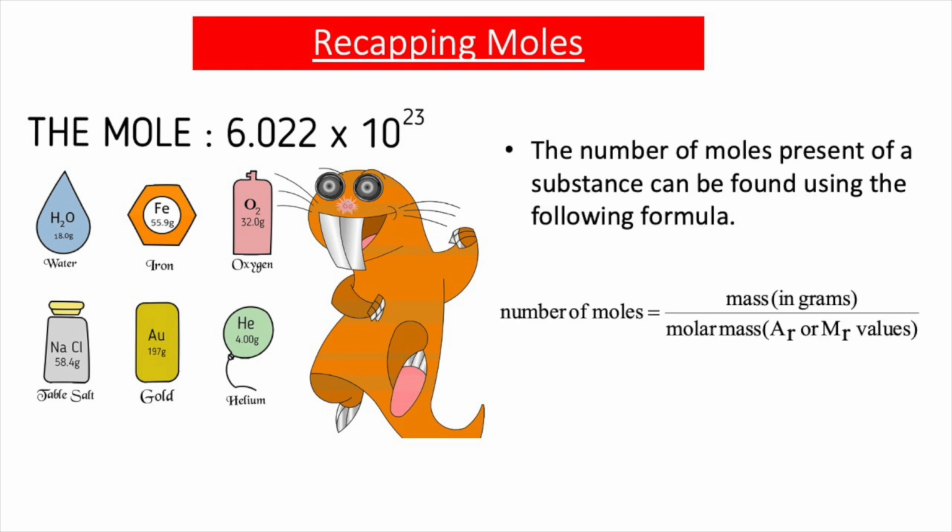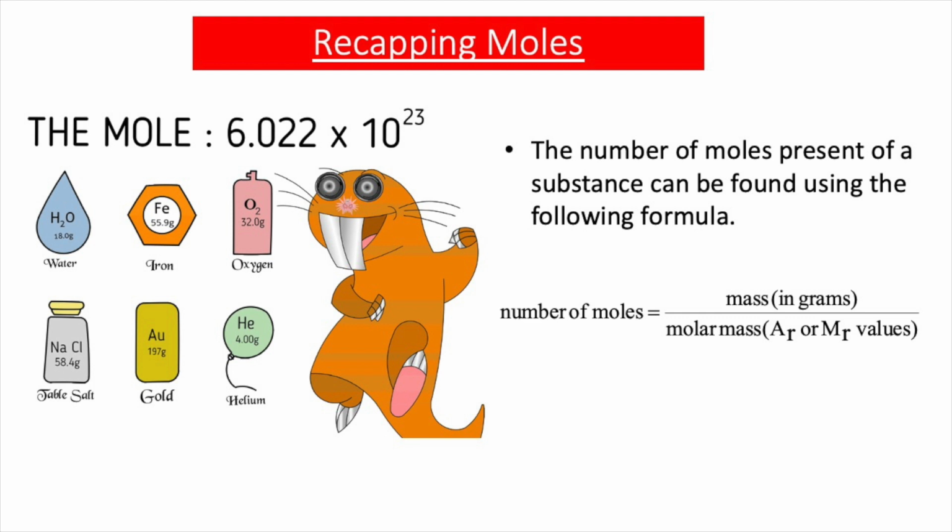Now, in our previous video on moles, we learnt that the number of moles of a substance can be calculated using the following formula. The number of moles is equal to the mass in grams divided by the molar mass, which is either the Ar value if you're dealing with atoms or the Mr value if you're dealing with molecules.